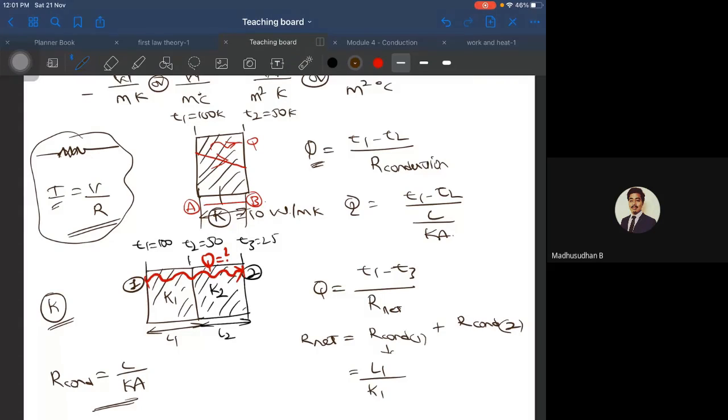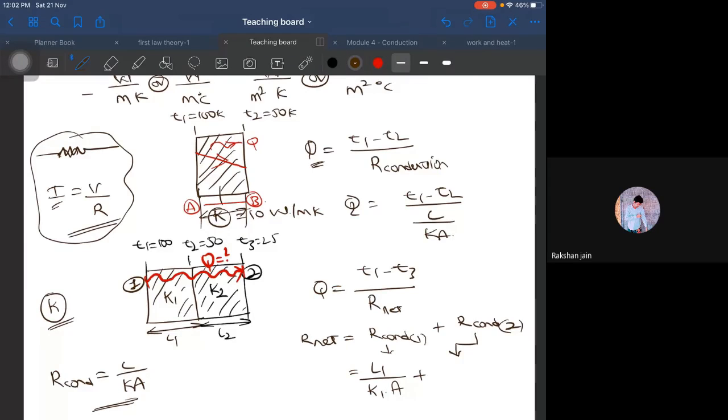So it is K1 into A. Why? Because the area of cross section of both the slabs would be the same, right? So there is a common area of cross section. Sometimes the area of cross section may differ, and we shall teach in further classes how to deal with such problems. As of now, the area of cross section is the same for both slabs. This is the resistance offered by the first slab. Now, I want you to answer what is the resistance offered by the second slab.